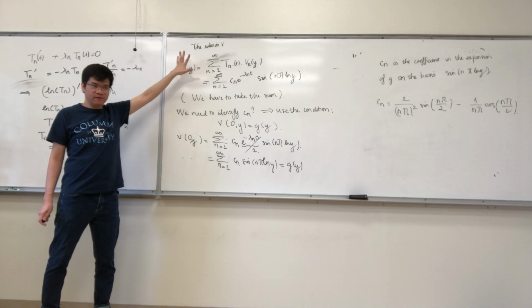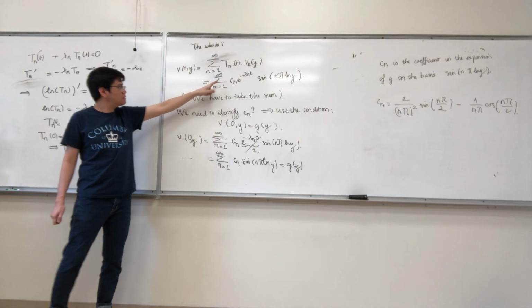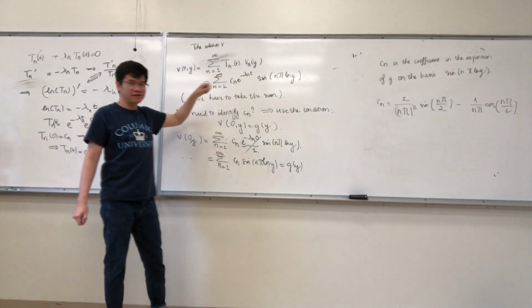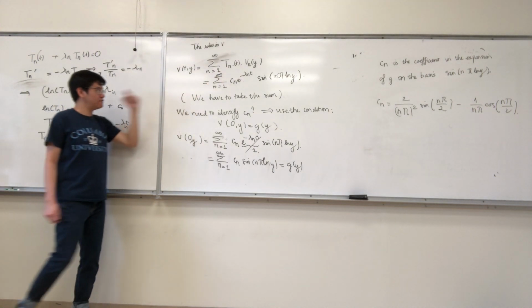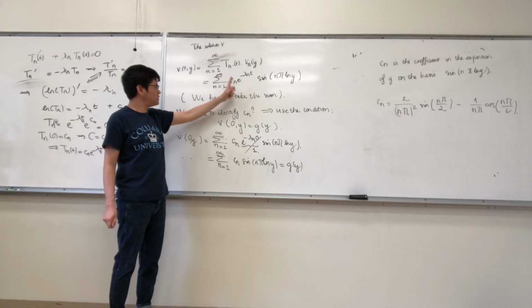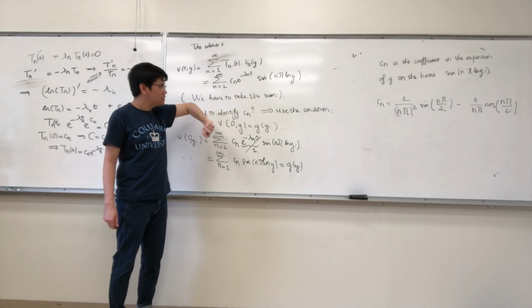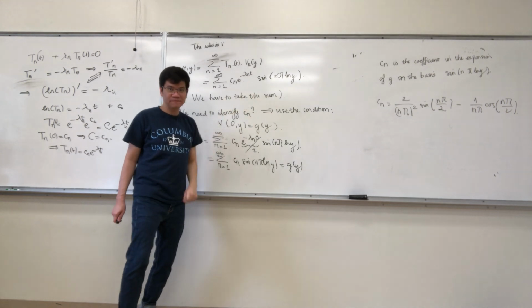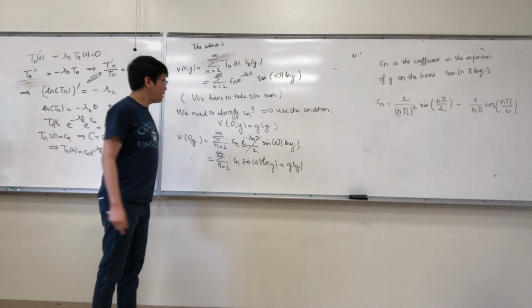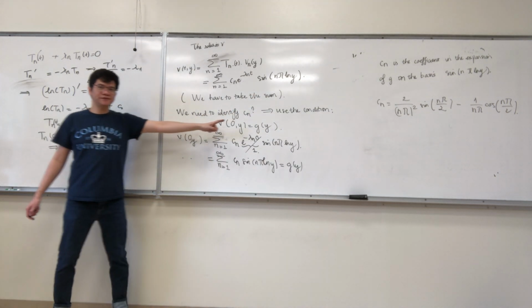To find a solution, you have to multiply Tn and Vn. So you're going to have the sum from 1 to infinity of Cn e to the power minus n pi, sine of n pi log y. So we need to know what Cn is.